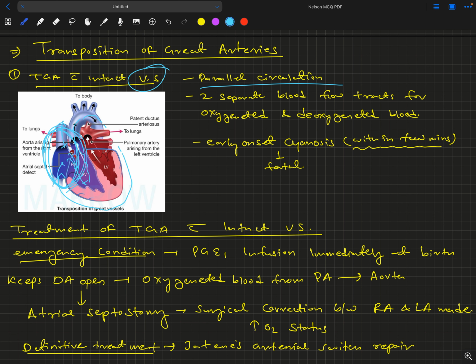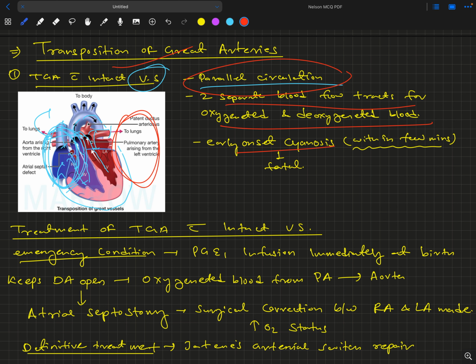On the left side, healthy or oxygenated blood is coming from the lungs via the pulmonary veins, and then it goes to the left ventricle. Now from the left ventricle, through the pulmonary artery, this oxygenated blood again goes to the lungs, and this is another parallel cycle which continues here. So it is a parallel circulation. In transposition of great arteries, the blood tracts are separate for oxygenated and deoxygenated blood. Early onset cyanosis can be fatal within a few minutes. So early onset cyanosis in case of transposition of great arteries is fatal.